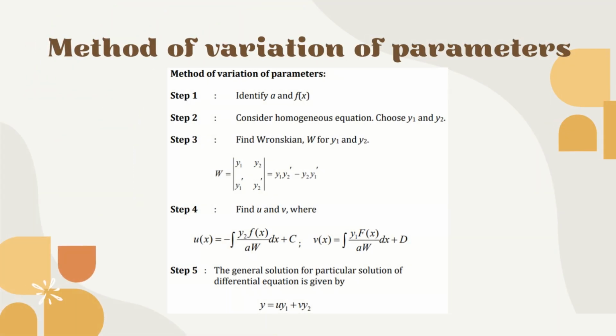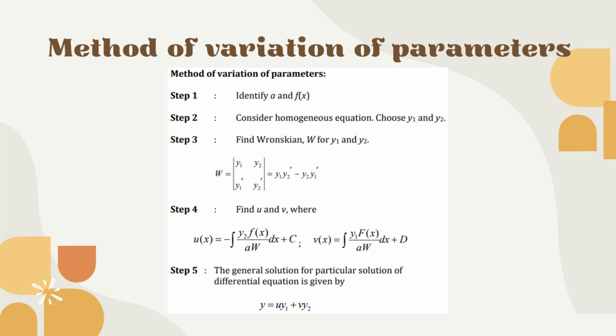Method of variation of parameters has a total of 5 steps. Step 1 is identify alpha and f(x) in the differential equation. Step 2 is consider whether the differential equation is homogeneous equation. If it is homogeneous equation, choose the y1 and y2.